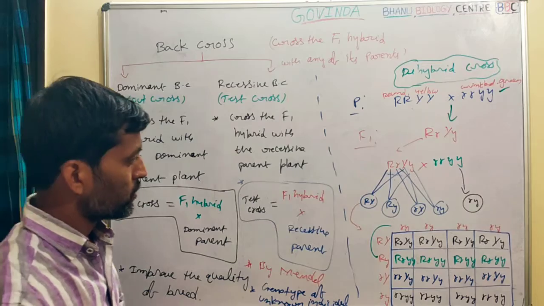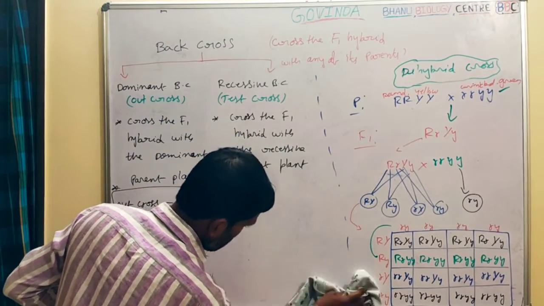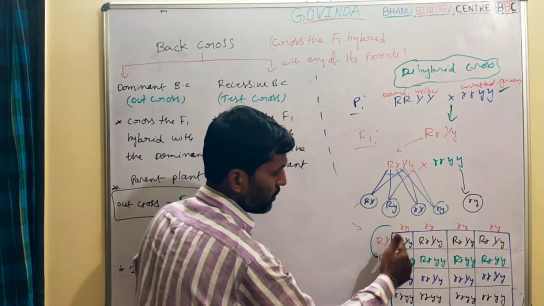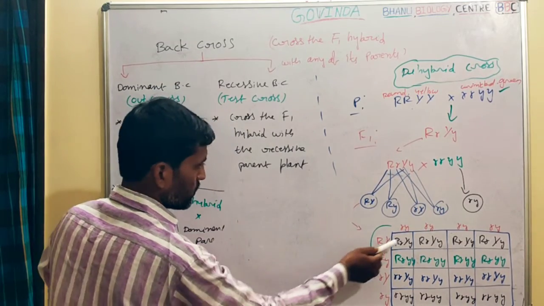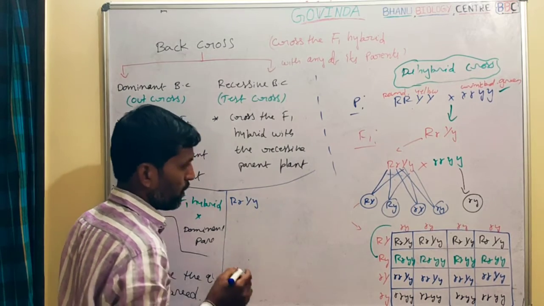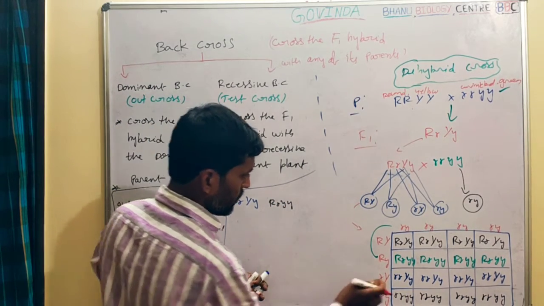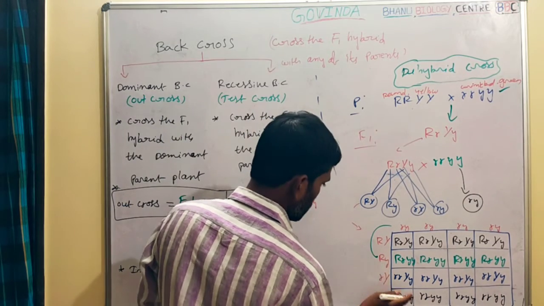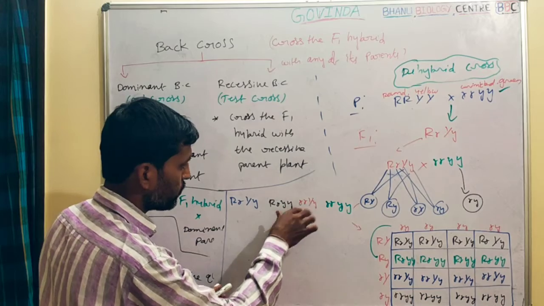Right? So here we need to find the ratio. Let me erase this part. In four columns, four types of plants are produced. Four different types of genotypes are produced. I am writing them here. The first one, capital R, small r, capital Y, small y. The second type, capital R, small r, small y, small y. Then the third type, small r, small r, capital Y, small y. Then the last type, small r, small r, small y, small y.